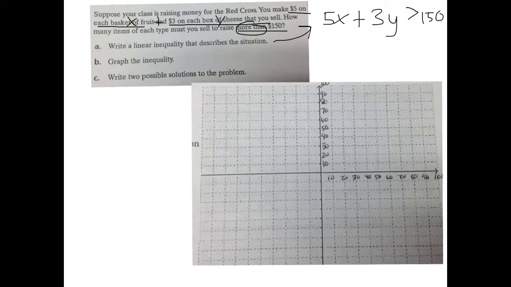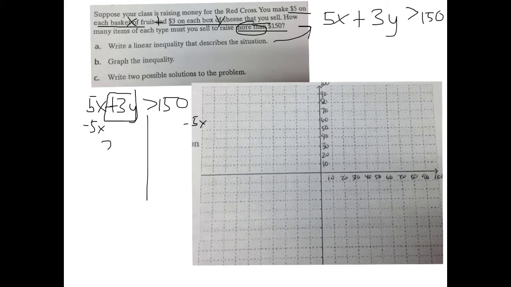Part B says we're going to graph the inequality. Well, to graph it, we need to get it into a y equals form. So I'm going to come down here and write 5x plus 3y is greater than 150. Draw my line down, box my 3y, minus the 5x over. So this becomes 3y, that stays greater than, negative 5x plus 150. I'm going to write this in mx plus b form. And then when it's beside it, I divide it. So divide by 3, by 3, by 3.